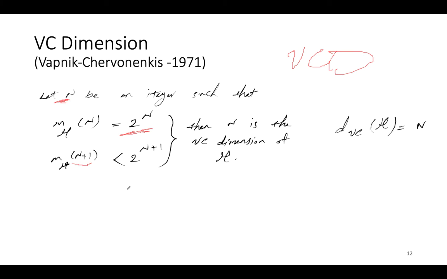Okay. We can also represent it this way. The VC dimension of H is going to be equal to n, because if you increase n by just 1, you're not going to be able to shatter the space anymore. Okay.